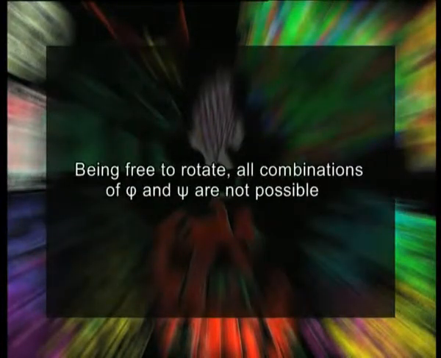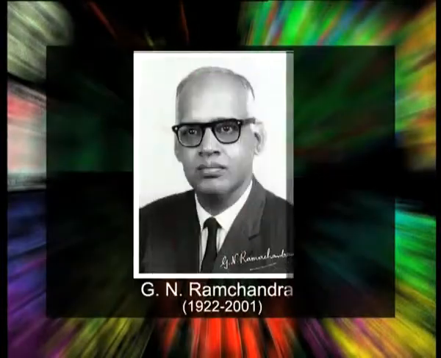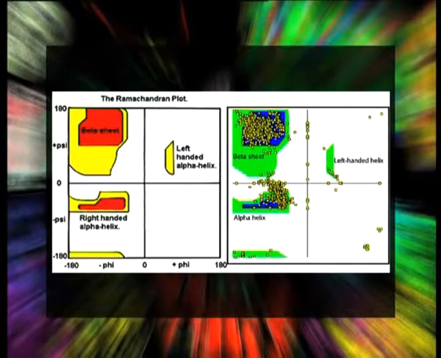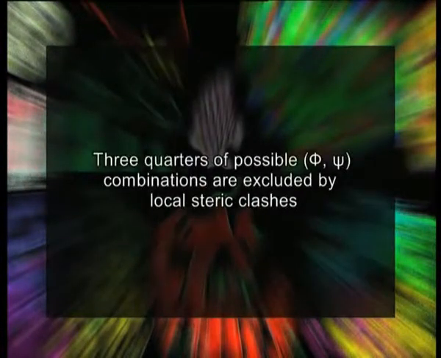Despite being free to rotate, not all combinations of phi and psi are possible. G. N. Ramachandran in 1963 recognized that many combinations are forbidden because of steric collisions between atoms. The allowed values can be visualized on a two-dimensional plot called a Ramachandran diagram. Three-fourths of the possible phi and psi combinations are excluded simply by local steric clashes.